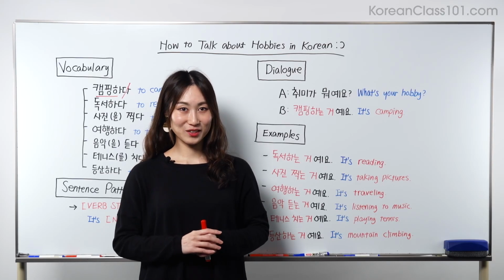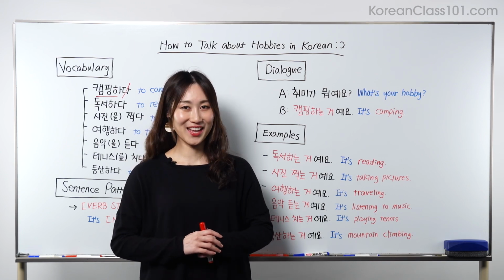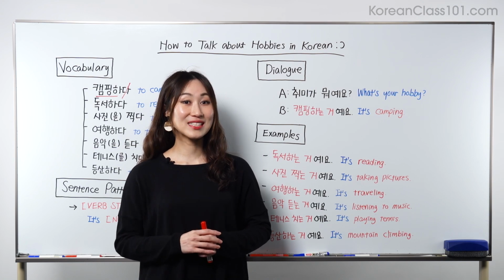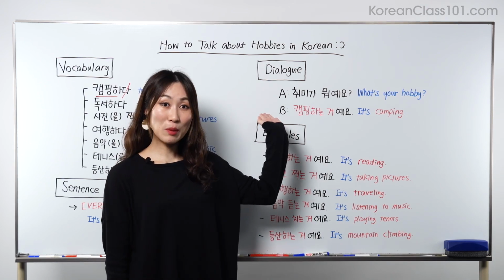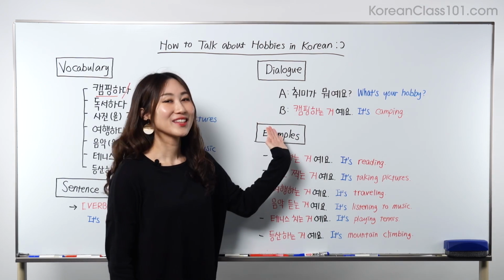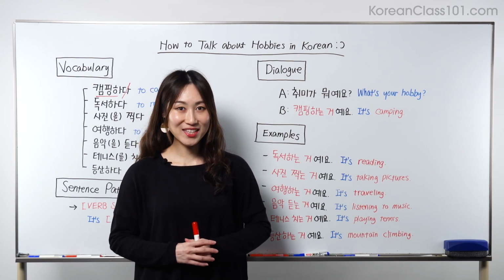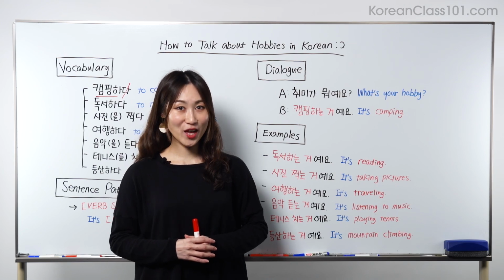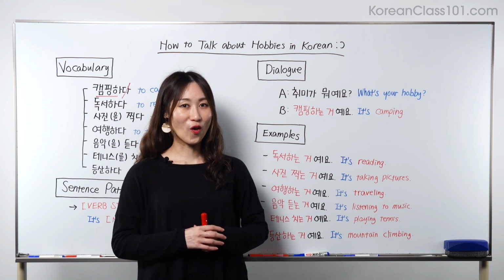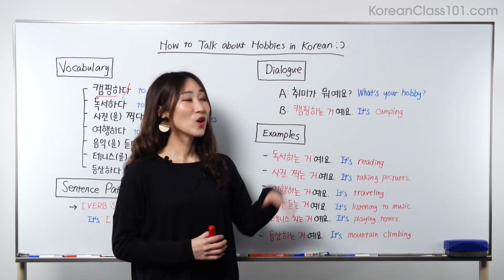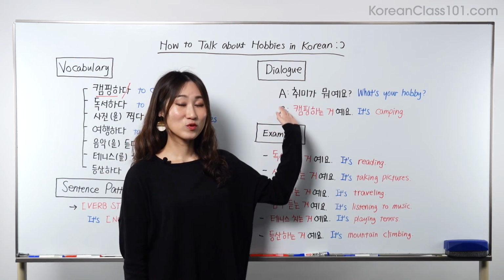Let's look at the dialogue. When I read, I want you to pay attention to the verb that you learned today. Find what the verb is and see how it's used in the dialogue. 취미가 뭐예요? 캠핑하는 거예요. Again. 취미가 뭐예요? 캠핑하는 거예요.